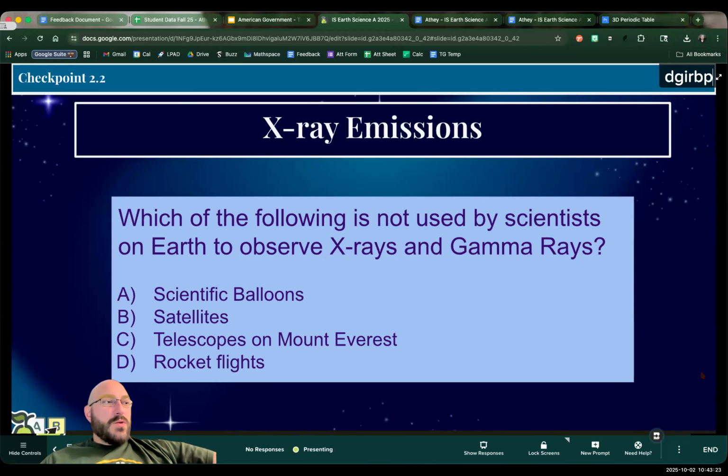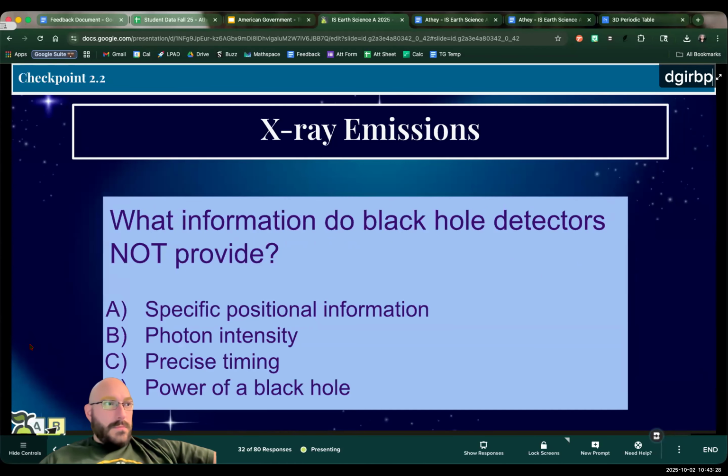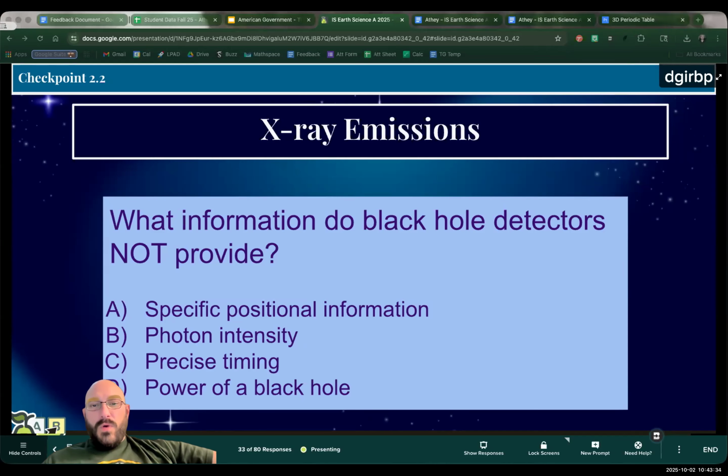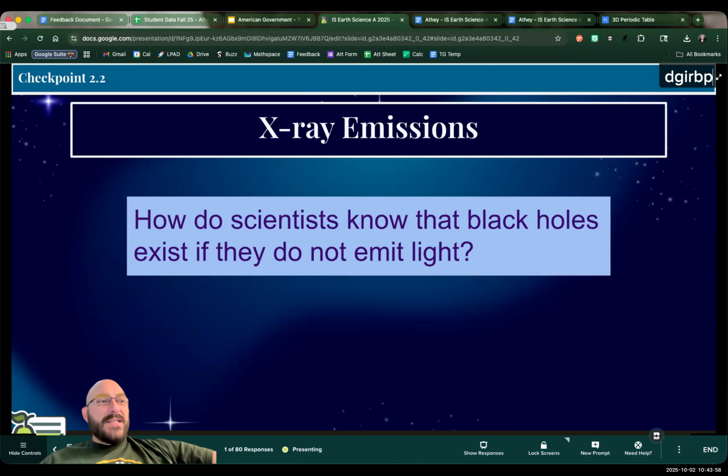Okay. Next question. What information do black hole detectors not provide? What can we not figure out here? Yeah, the power of a black hole. Okay, and our last question about X-rays. How do scientists know that black holes exist when they don't emit light?